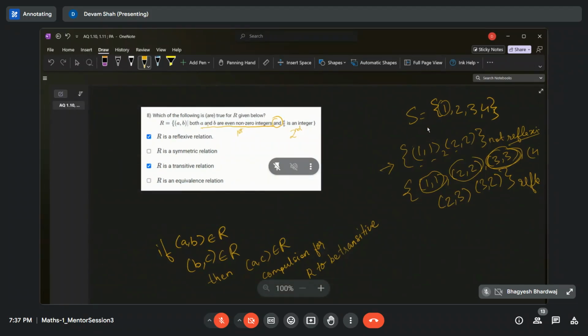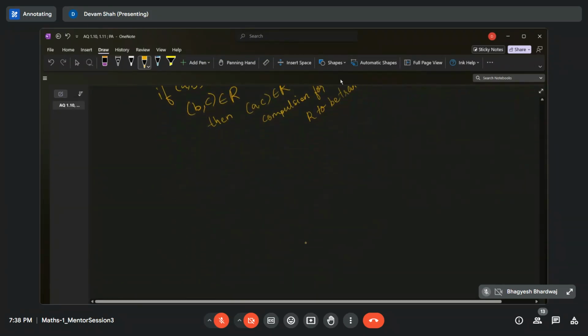So here, A and B are even non-zero integers, and A by B is an integer. Because of "and", both conditions together should be satisfied. Okay, so now let's check whether it's reflexive or not. For example, take A, and let B also be equal to A. Now then, what will A by B be?